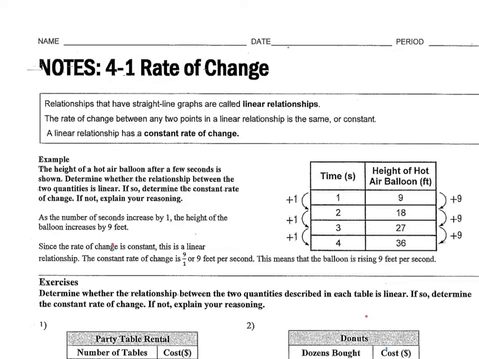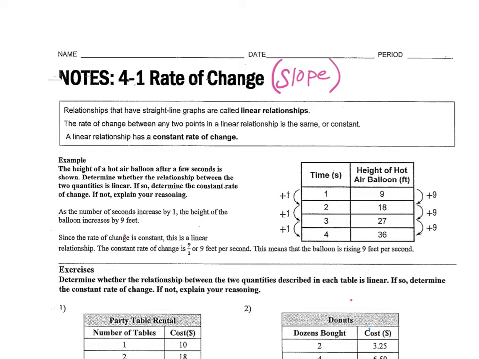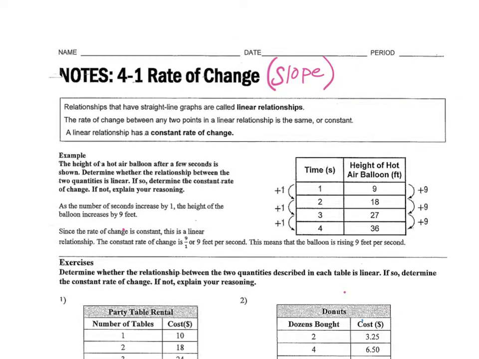Okay, so another word for it is actually slope, and we'll get into that more later. But just think rate of change, slope, they're really the same thing. They kind of use those words interchangeably.